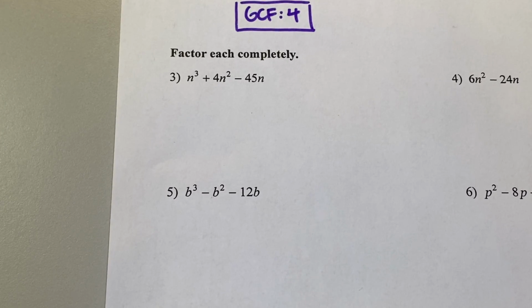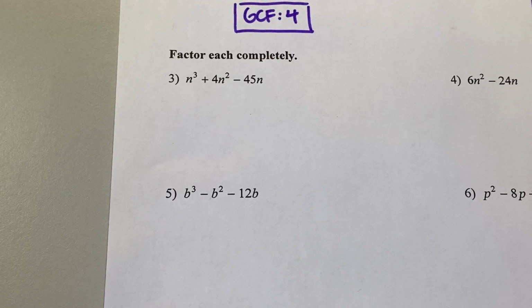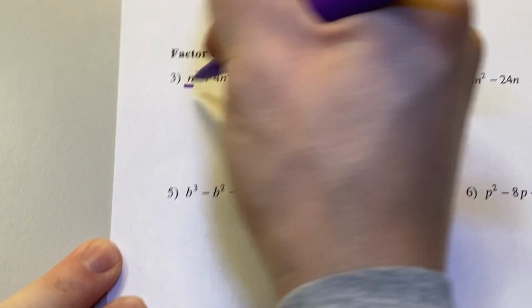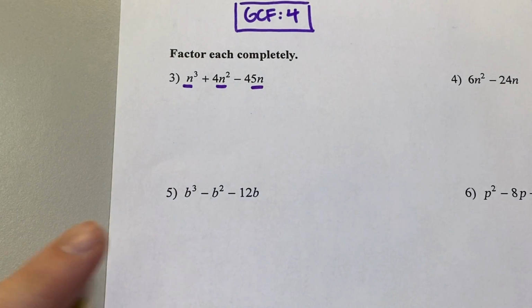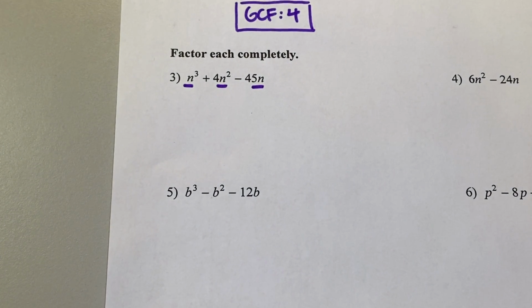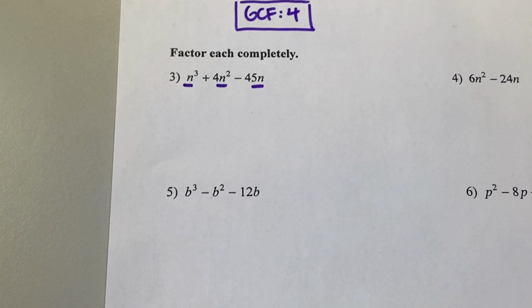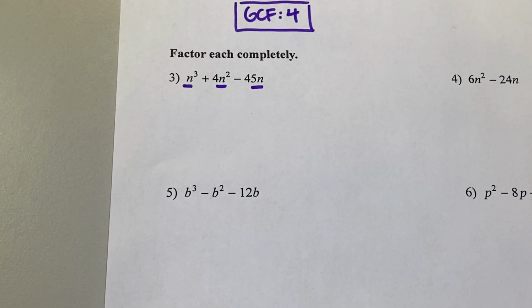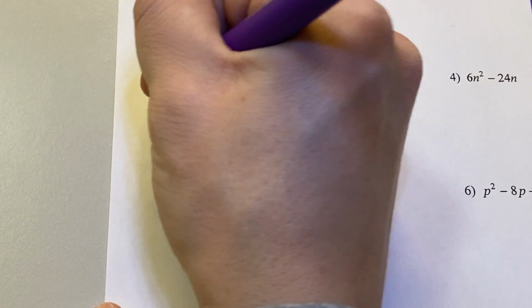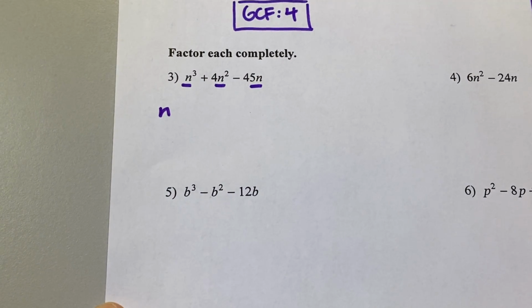What do they have in common? They have all N's. Nice, beautiful. So they have an N, an N, an N. Remember, we can take the smallest amount. So 3, 2, and 1. How many can I take out? What's my smallest amount? 1. So I can take 1 N out to begin with.